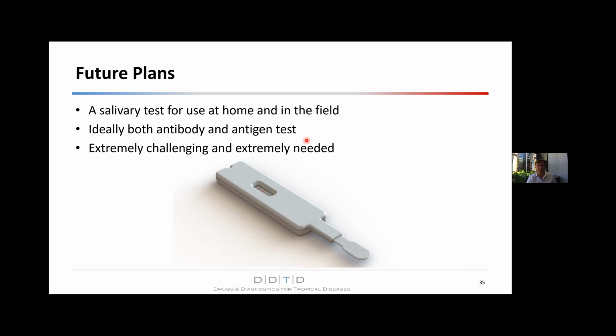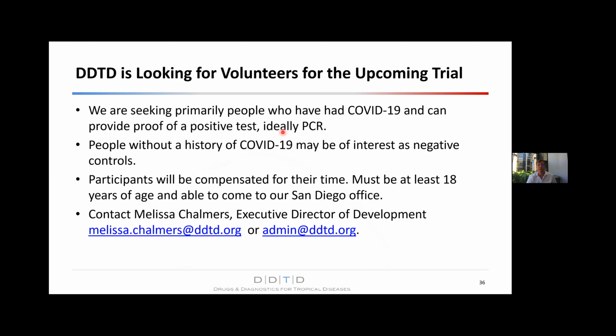Before I conclude, I just wanted to let you know that DDTD is looking for volunteers for the upcoming trial. So we're seeking primarily people who've had COVID-19 and can provide proof of a positive test, ideally by PCR. People without a history of COVID-19 may also be of interest as negative controls. If you sign up as a negative control, you need to be aware that we might draw some blood in the unlikely event that you give a false positive result. The participants will be compensated for their time.